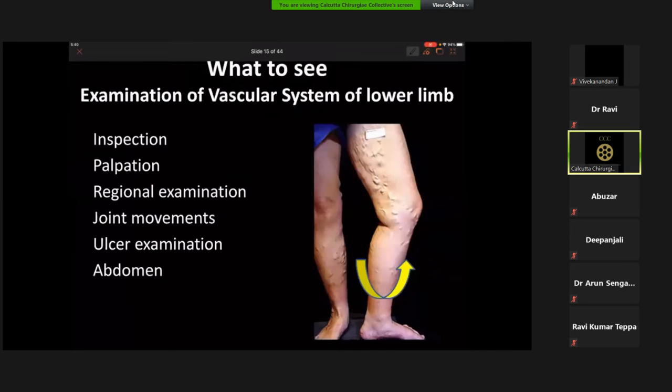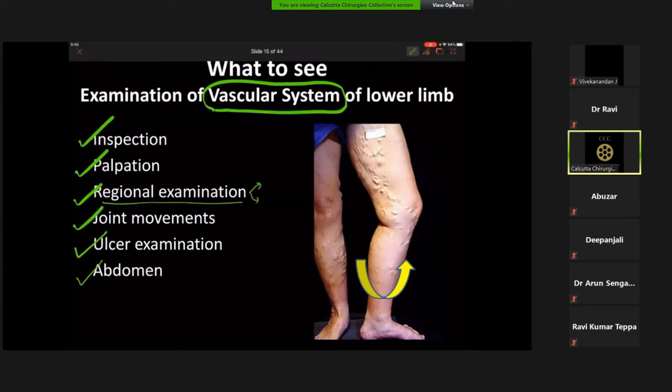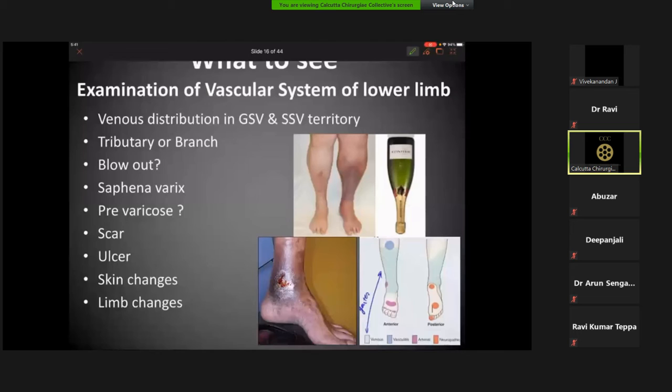Now, before we start, as I've said, we should always go by something called inspection of the vascular system. It is not that I have inspected a varicose vein. Inspection of vascular, palpation of vascular. Please don't write percussion and auscultation, that makes it very stupid. Then regional examination, joint movement, ulcer examination, and abdomen examination. So please write or say all the points in this sequence. Regional examination means you are required to see the artery and the vein, whereas joint movements and ulcer examination are along with abdomen.